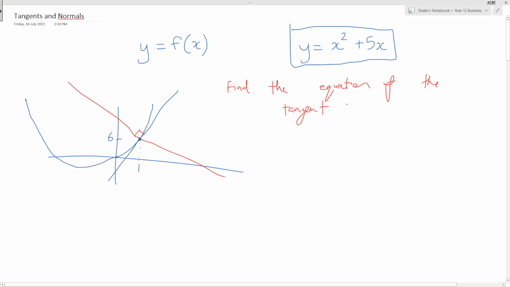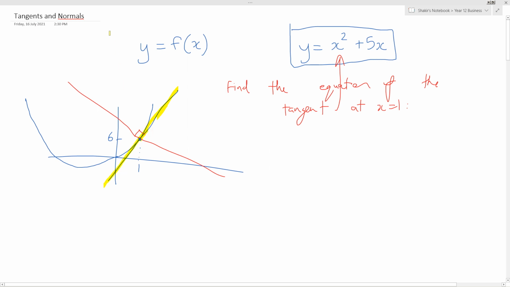Find the equation of the tangent at x equals 1. Find the equation of the tangent of the curve at x equals 1. Well, you would do the following. To find the equation of a tangent, well, first of all, what is the tangent? The tangent is a line, as I've illustrated before. This is the tangent, and that's a line.